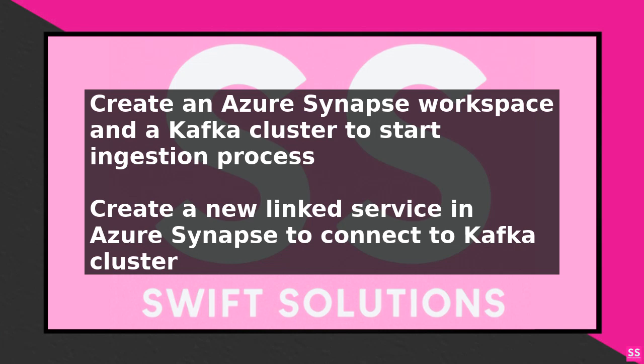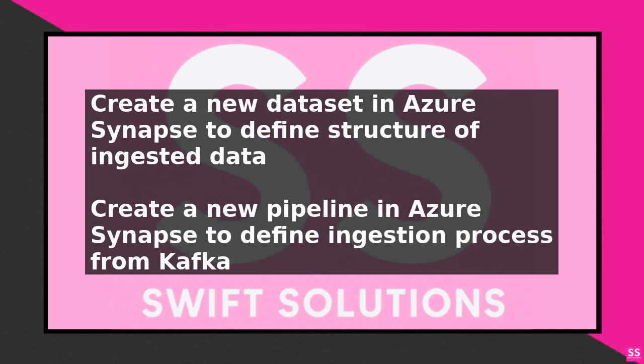Then create a new pipeline in Azure Synapse to define the ingestion process. This pipeline will use the linked service and dataset created earlier to ingest data from Kafka.